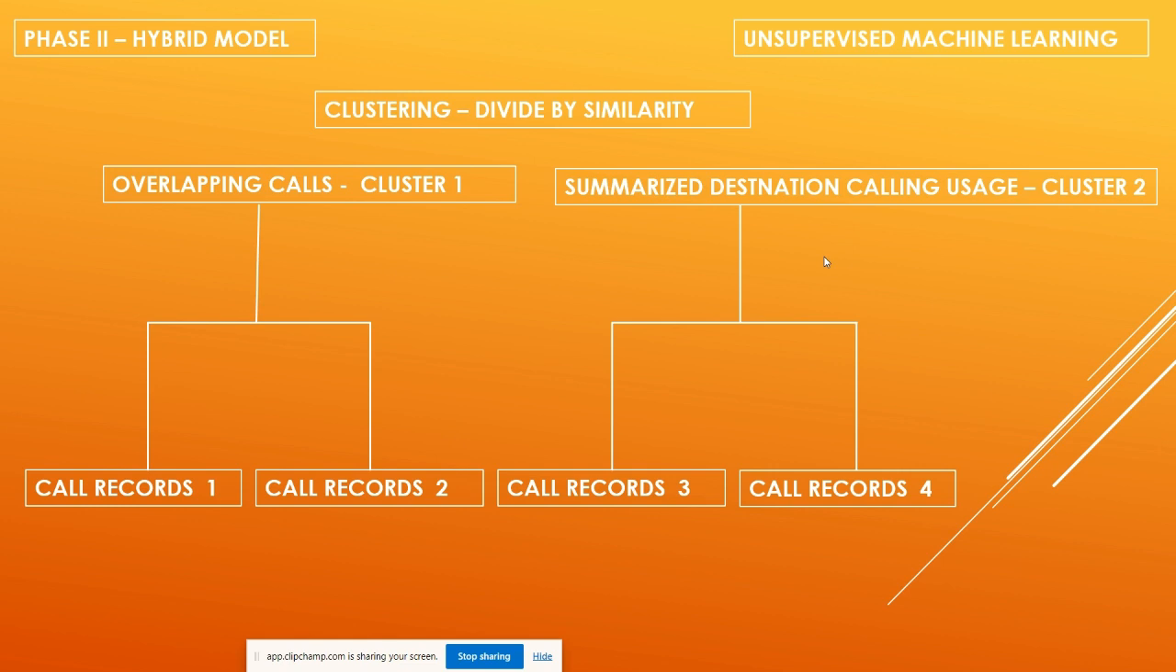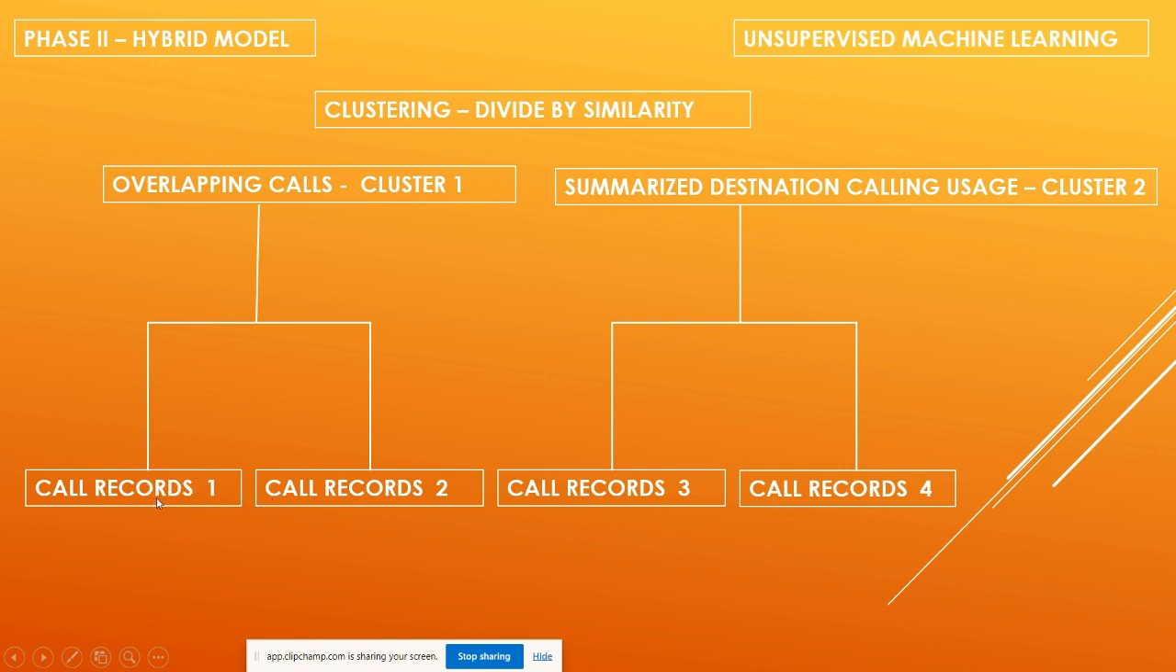This is phase two. I have proposed a hybrid model in which unsupervised machine learning can be applied, and the module of unsupervised machine learning is clustering. Clustering divides by similarity. I will give you a quick overview: there are n number of call records, and it will take the similarity between the records.